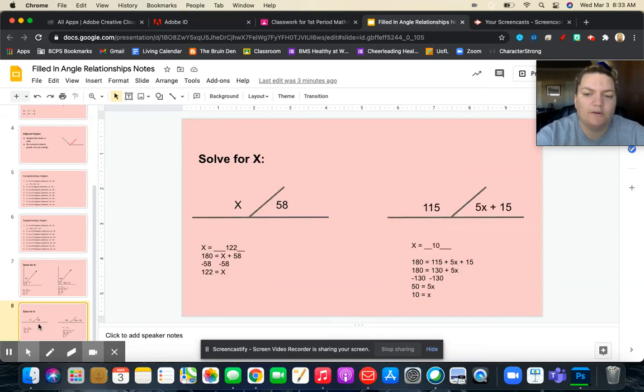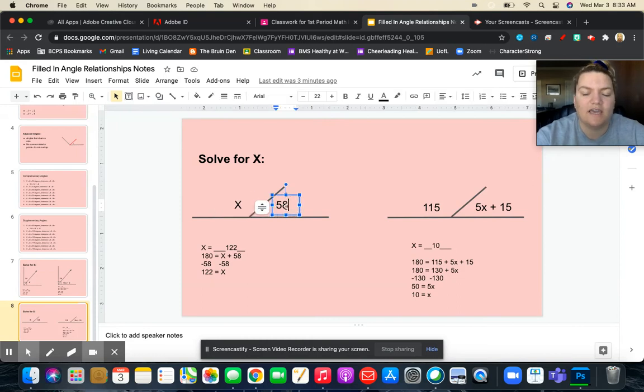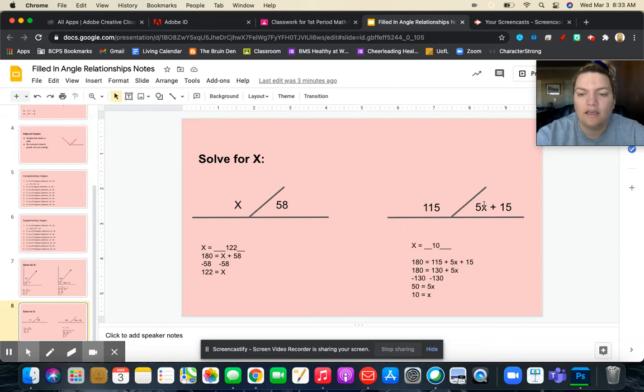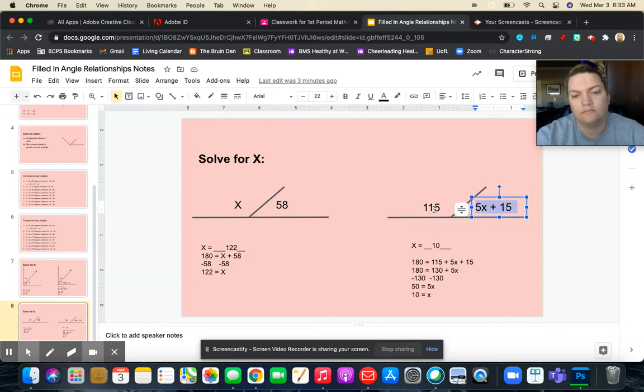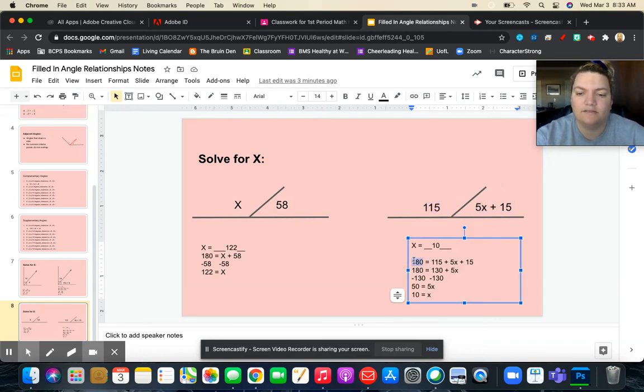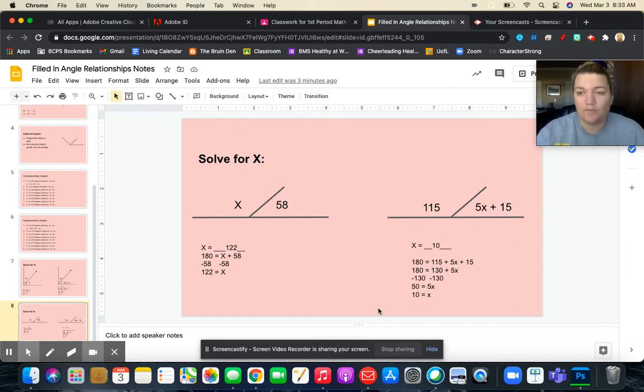On the next one with supplementary slides, same thing. x plus 58 needs to equal 180. Set those equal, solve for x. If you have an x value and another value, it's still angle 1 plus angle 2 needs to equal 180. So set those equal to 180. Combine your like terms, which in this case are both integers. We get 130. Subtract 130. 50 equals 5x. x equals 10.